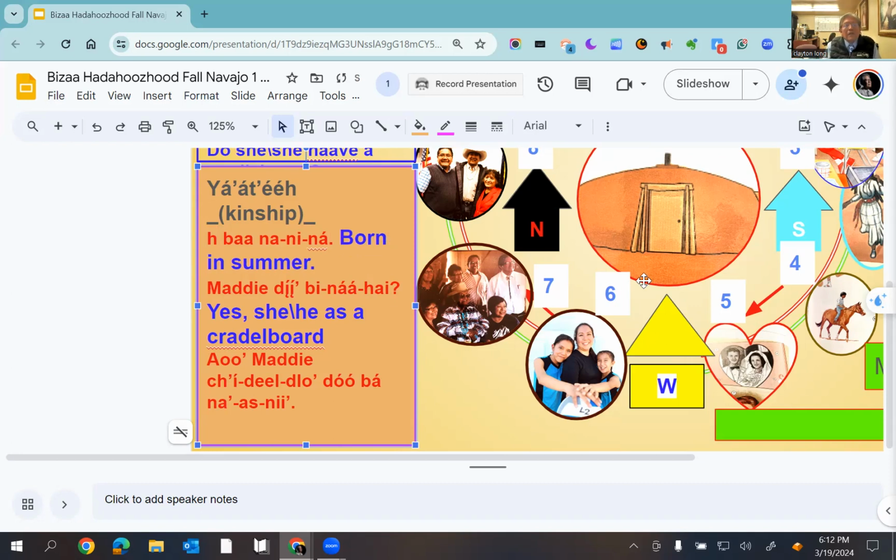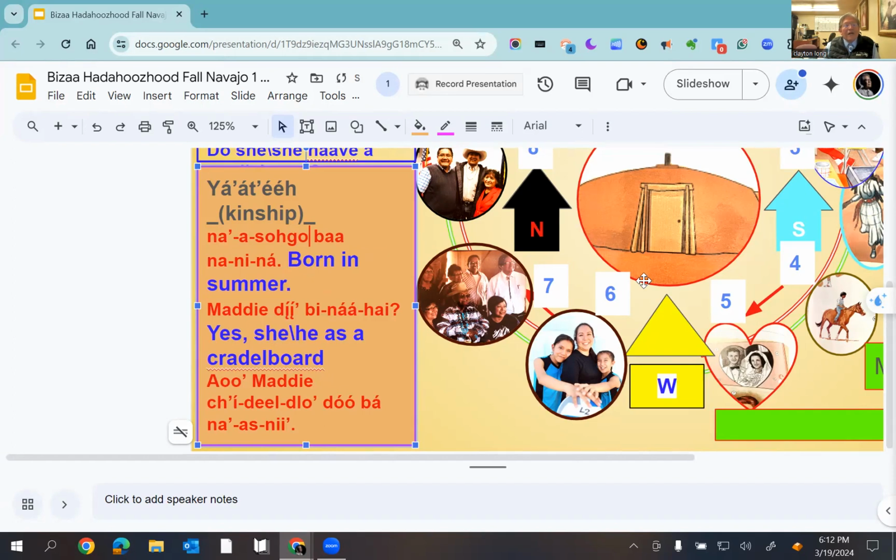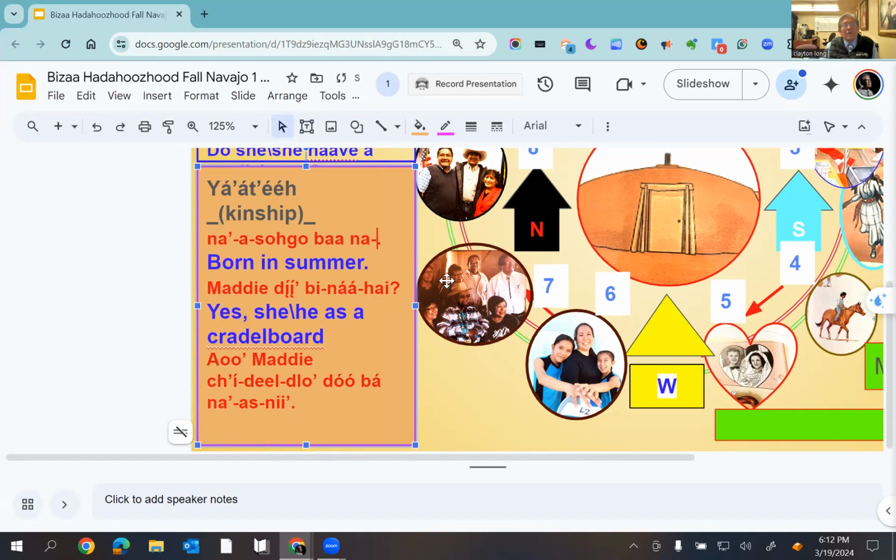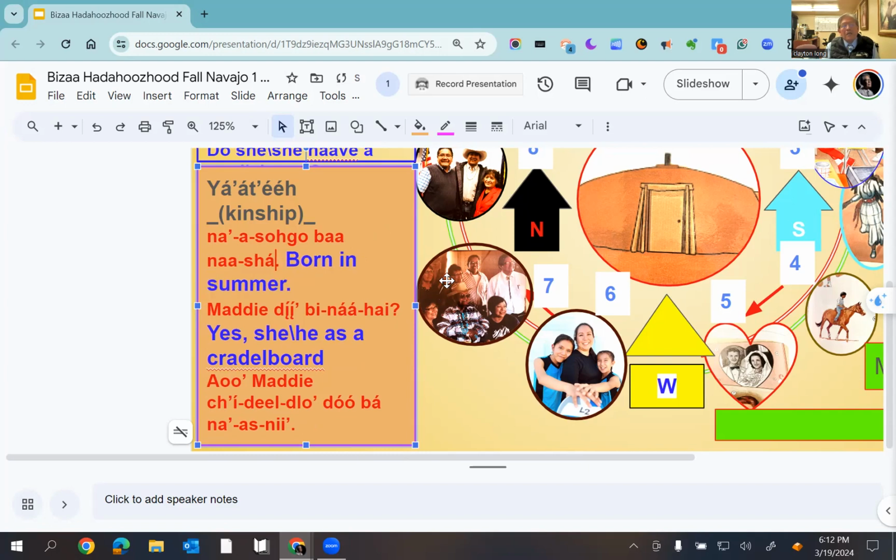And we could make a short answer by saying writing. Na so. That means I'm writing. Na so go ba na. And we change that a little bit. Doing writing. Ba na sha. Na so go ba na sha. I'm doing writing.